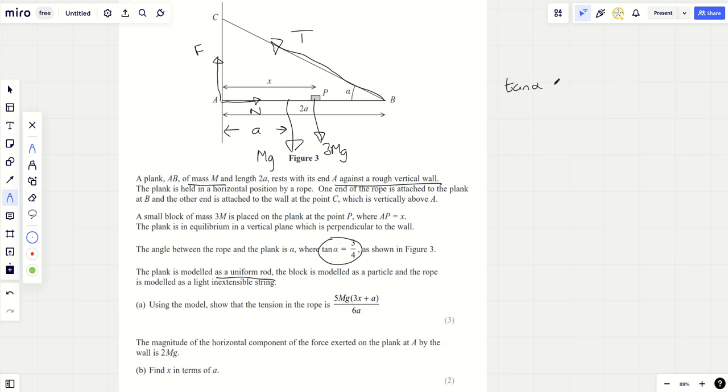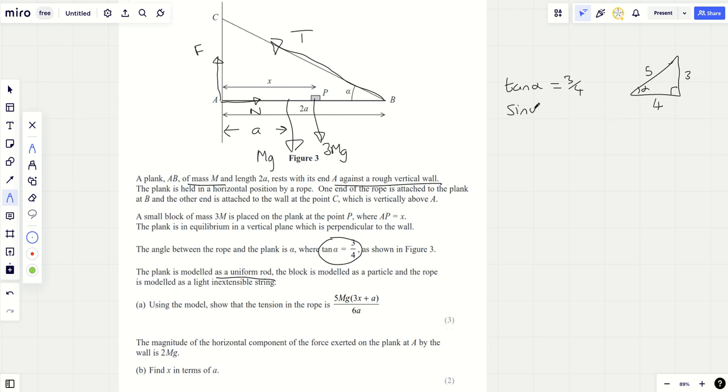Immediately writing down what sine alpha and cos alpha is really, really useful. Probably the easiest way is to just draw a little diagram here. Recognise if that is alpha, then the opposite is 3, and the adjacent is 4. And therefore, we can now use Pythagoras to work that out as 5, because 3 squared plus 4 squared is 25, square rooted is 5.